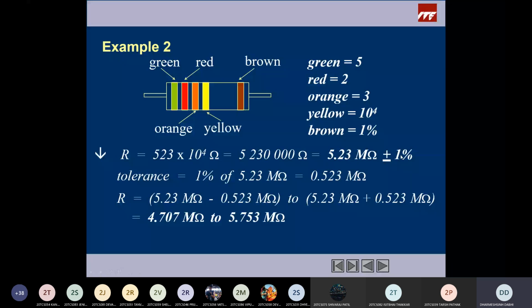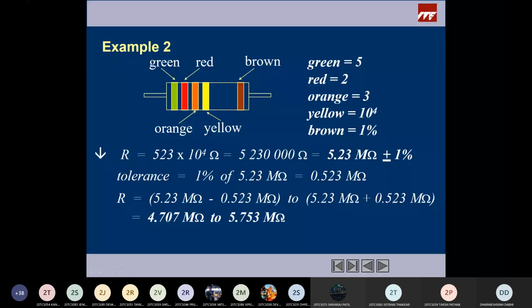This is 5.23 mega ohm. 1% of 5.23 is 0.0523 mega ohm. So subtract this value from 5.23, and you get the minimum value, and add this to 5.23, and you get the maximum value. So your resistance can vary between the minimum and maximum mega ohm values. So this way you can identify the value of the 5-band resistor. I hope it is clear to all of you.